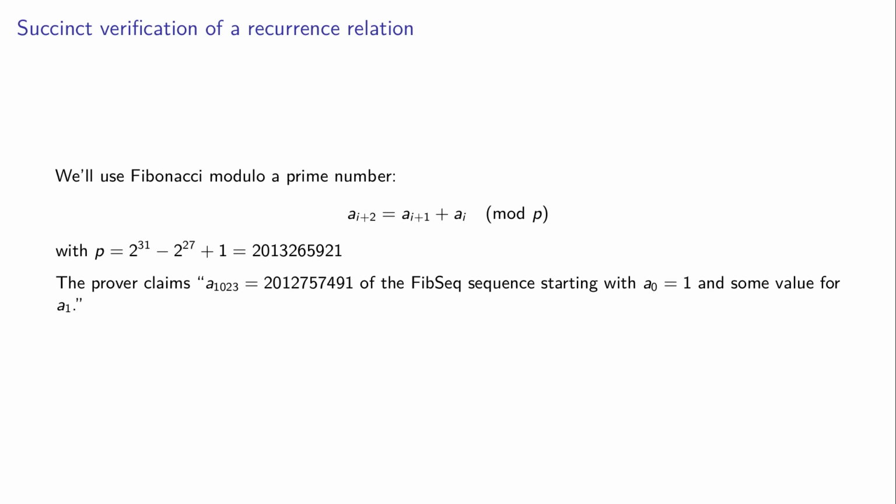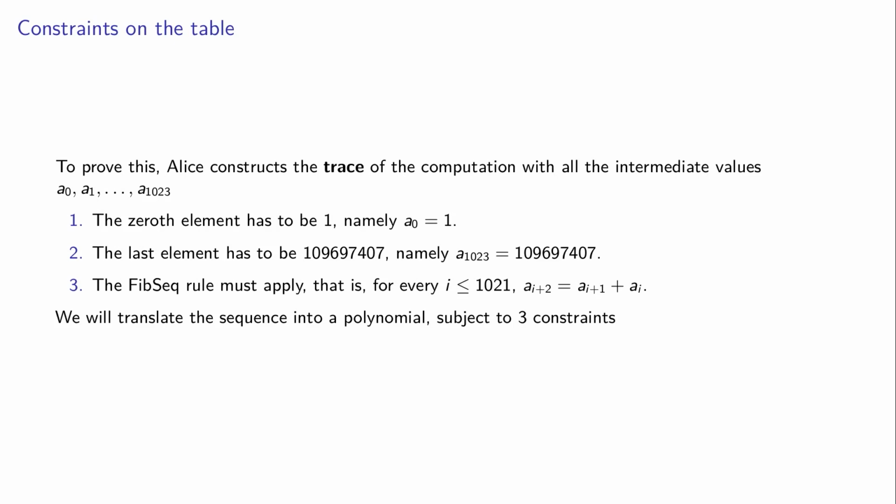So the prover will claim that when you apply this recurrence relationship with a0 equals 1 and some other value for a1, the element 1023 of this sequence will have the specific value that's there. So, to prove this, the prover, Alice, needs to construct a trace of the computation with all the intermediate values. So the whole sequence with all the intermediate values needs to be constructed, and this is what we call the trace of the computation.